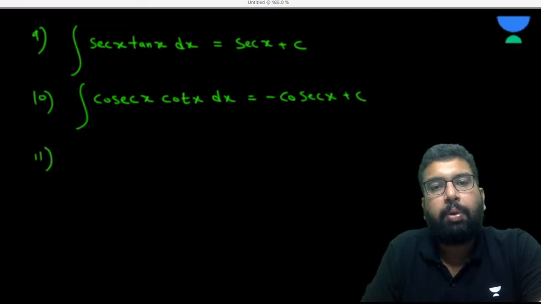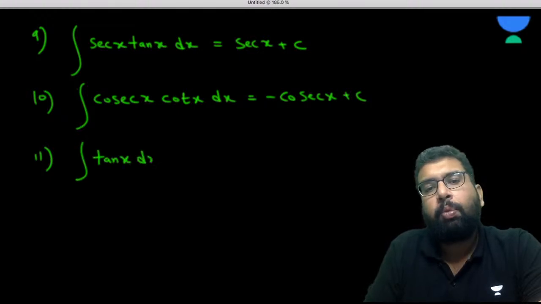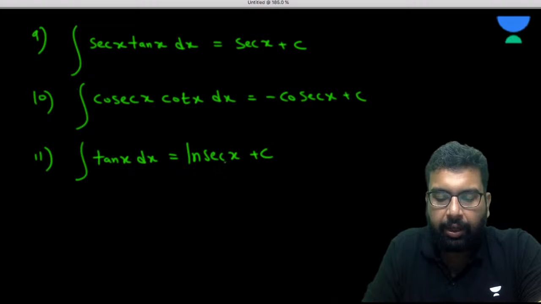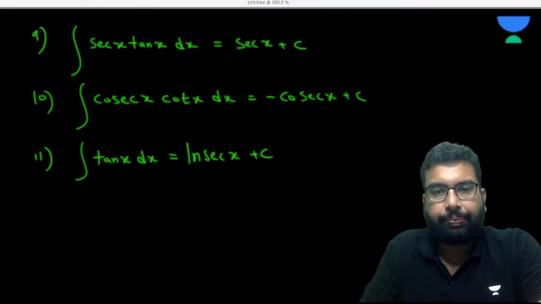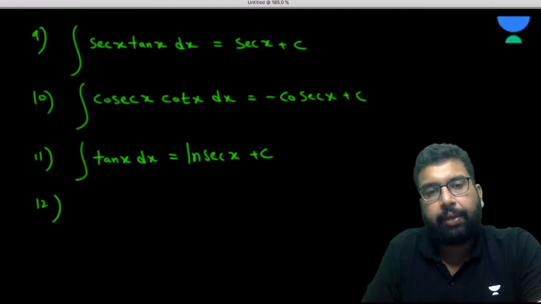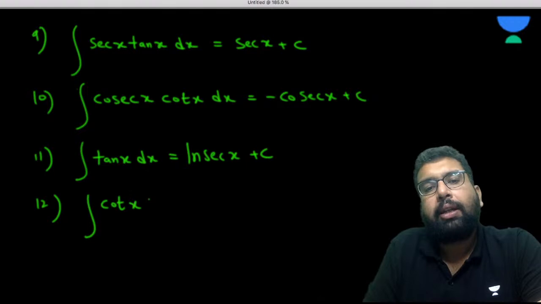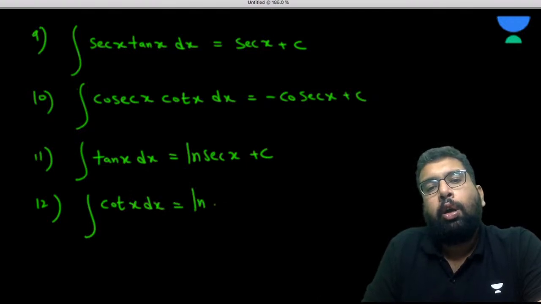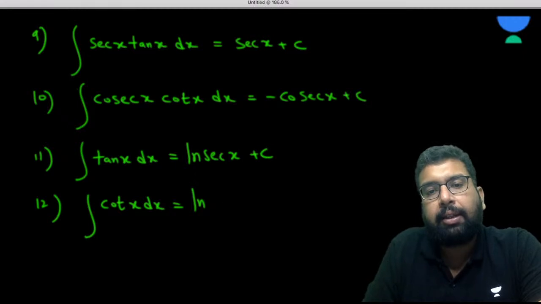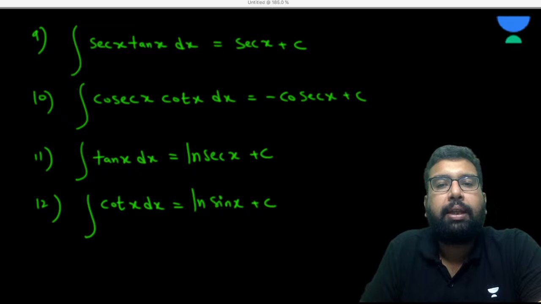Now moving further, this is 11. Now similarly, I'm writing some more formulas. So this is log base e, right? When we write ln, that is your log base e. Similarly, if you write this, these are frequently used formulas. Integration of cot x dx will become log of sin x plus c. Okay, these are the basic formulas.